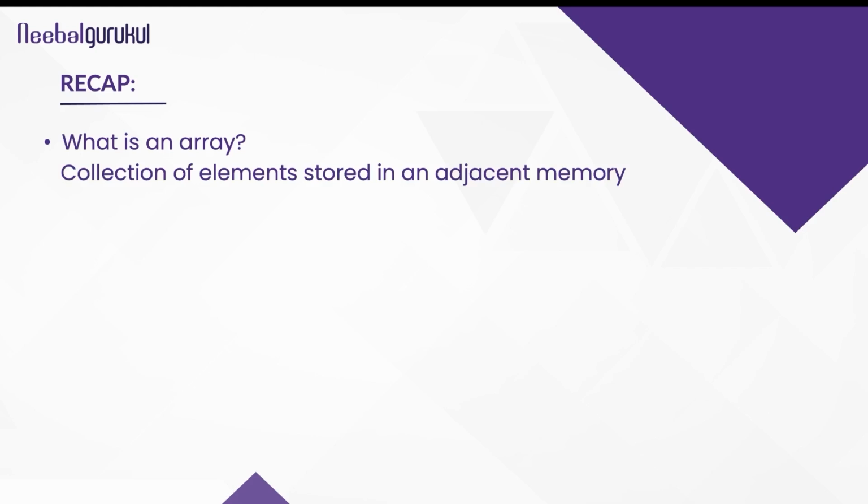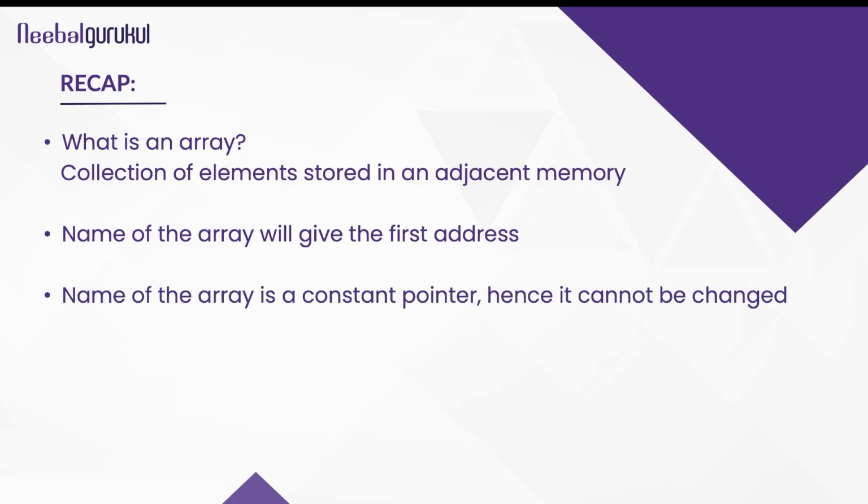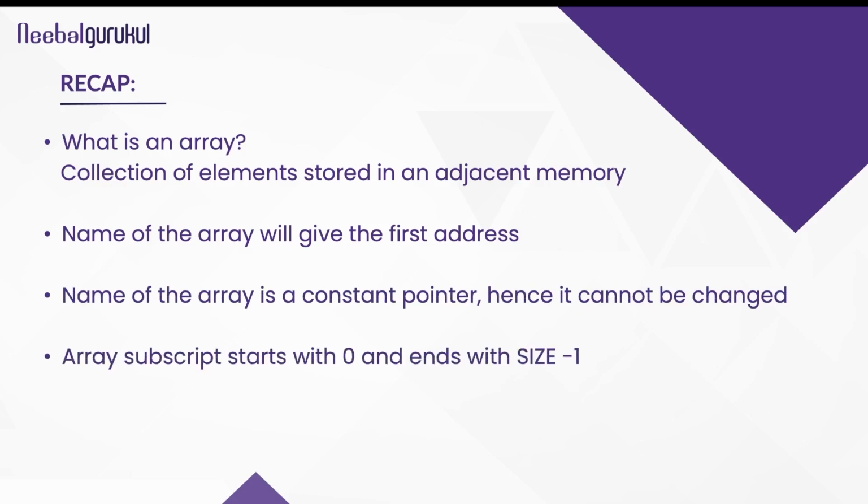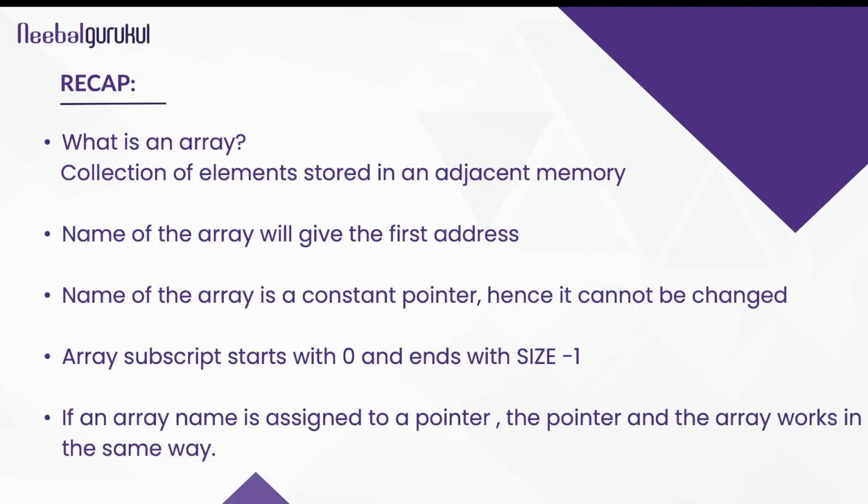Okay, so we learned what is an array. An array is a collection of elements stored in an adjacent memory. Then we learned the name of the array will give the first address. Then we learned name of the array is a constant pointer, hence it cannot be changed. We also learned array subscript starts with 0 and ends with size minus 1. It's also said if an array name is assigned to a pointer, the pointer and the array works in the same way. So with this, let's go to our next session.